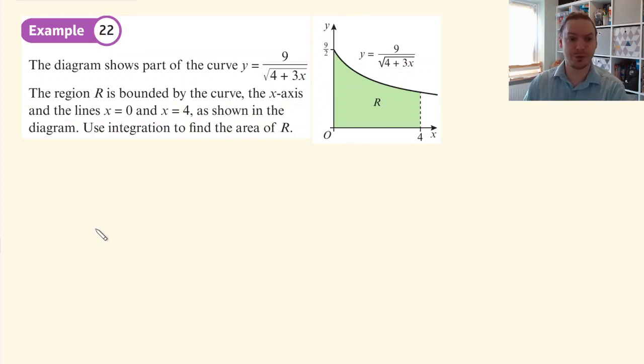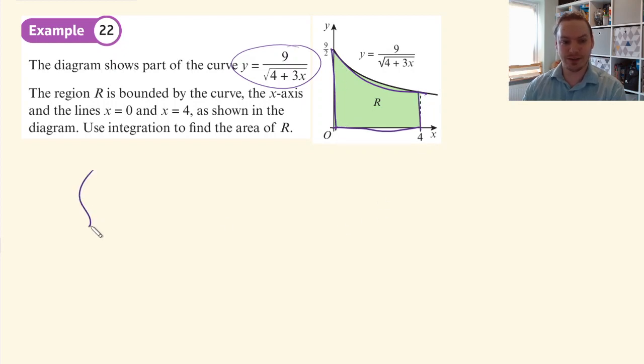The first one, example 22, we have a diagram drawn for us. You pretty much always get a diagram drawn for you for these area questions. You might not always, but the vast majority of the time, especially when they're a bit more awkward. So do use the diagram as a helpful cue of what's going on. We've got our function 9 over root 4 plus 3x, and then we're bounded by the curve, which is here, the x-axis at the bottom, and then the lines x is 0 and x equals 4.